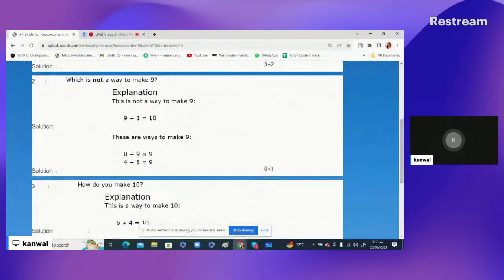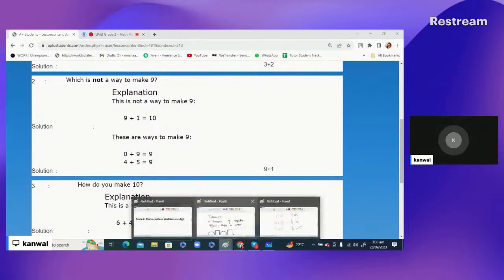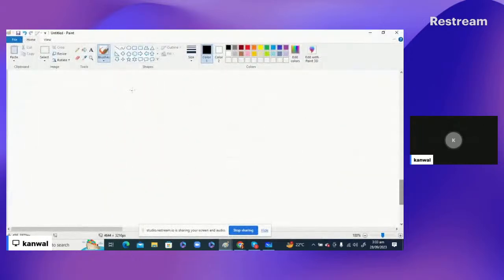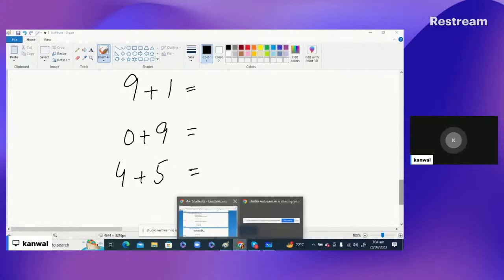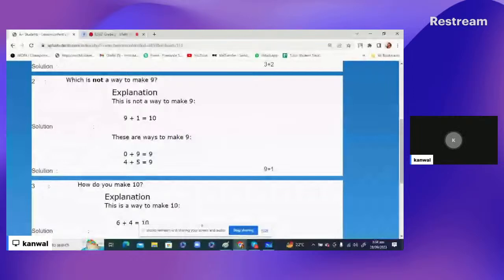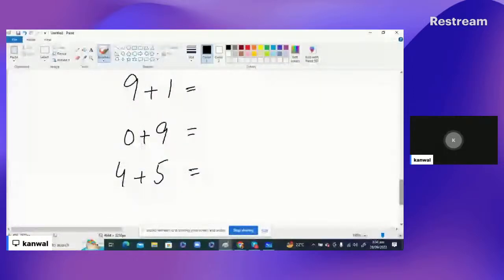So which is not a way to make 9? Here are the different options: 9 plus 1, 0 plus 9, 4 plus 5. Okay. So we check it here. Basically we just check which is not a way to make 9. Okay.